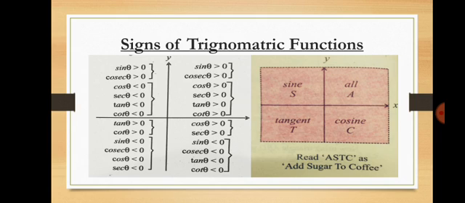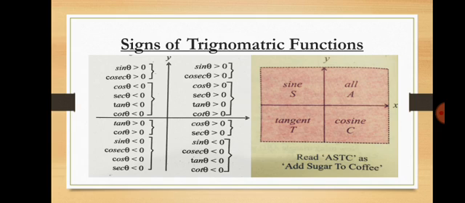Last but not the least, cosine is written in the fourth quadrant. So we practice the signs of the trigonometric functions in each quadrant. Remember students, a sentence is used to remember these quadrants and their relation: add sugar to coffee.